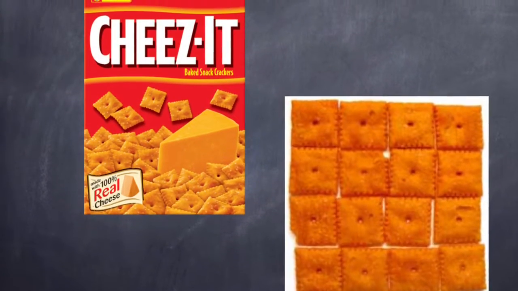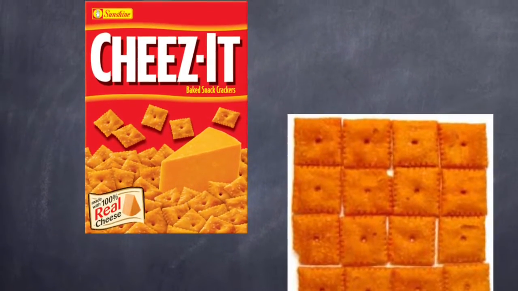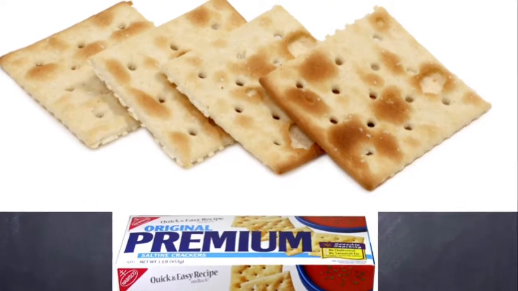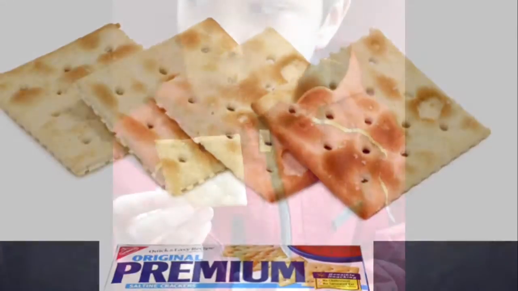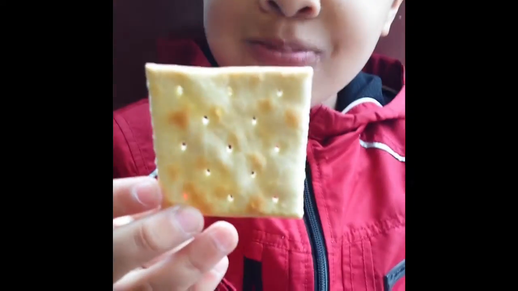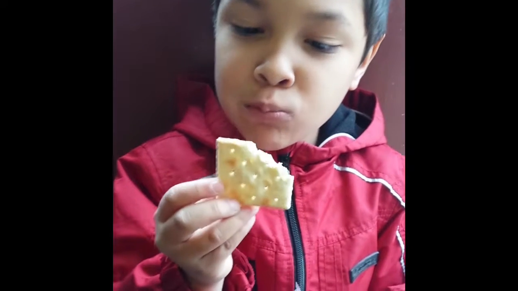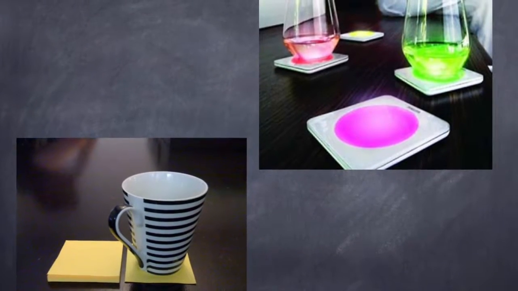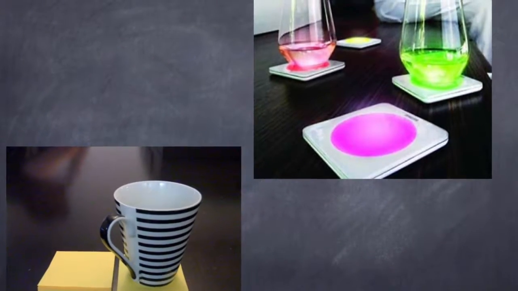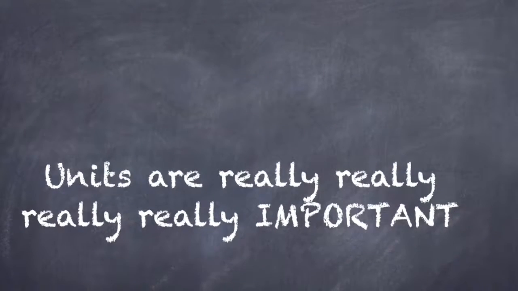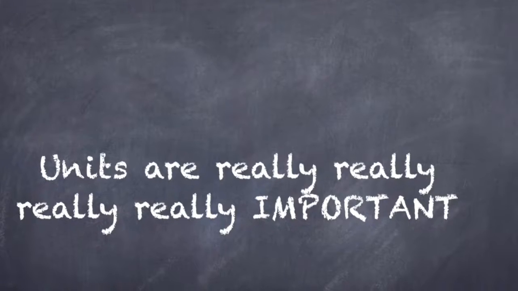We can even measure the perimeter of a shape with units of Cheez-Its, saltine crackers, or even cup coasters. Units are really important when you're finding the perimeter.